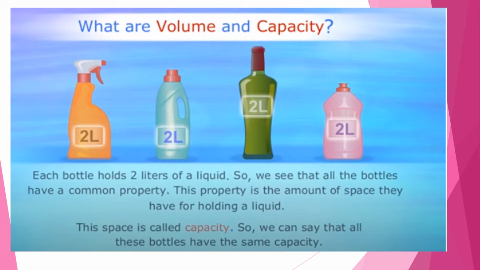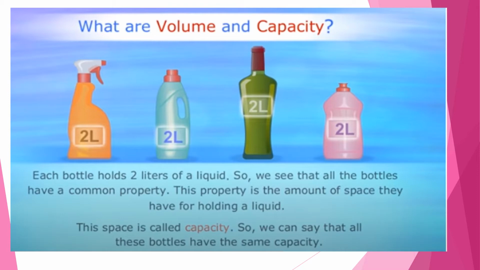Why do the bottles have the same capacity? Because they have the same space inside of them. All of the bottles are 2 liters. They can take 2 liters of liquid, even though they have different shapes. They have the same capacity.